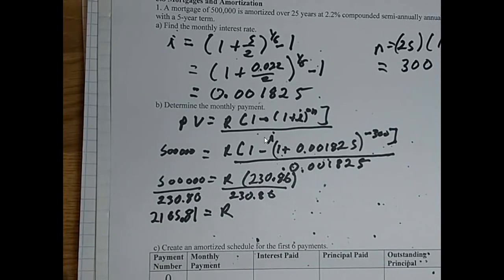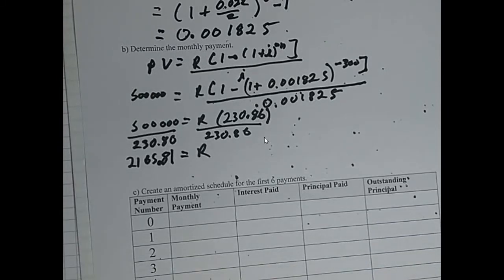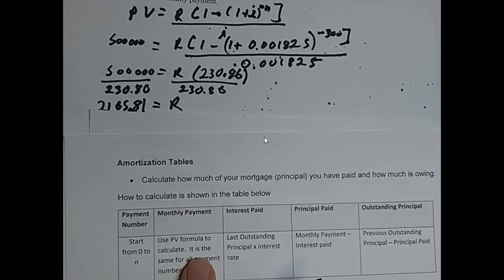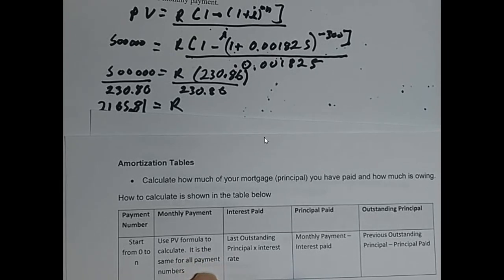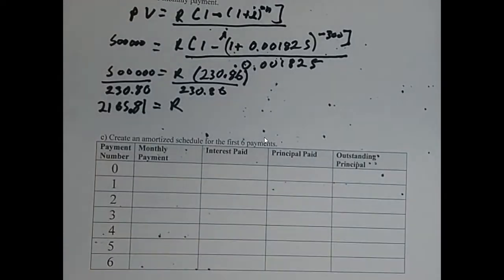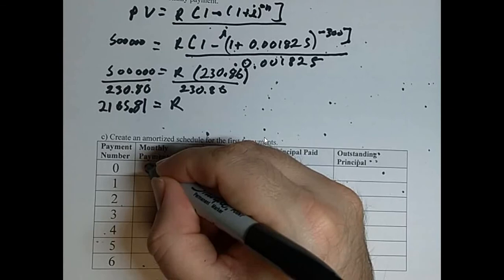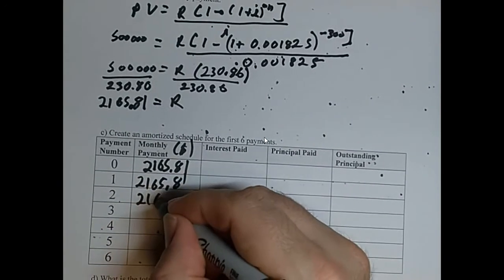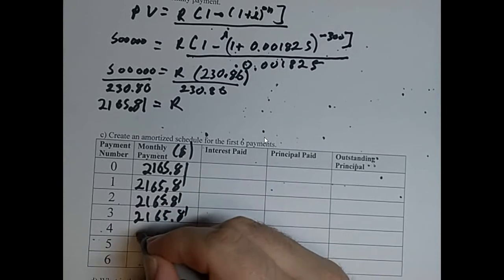Now, if we go back, we're going to fill in the table. The first column is given: the payment numbers 0, 1, 2, 3, 4, 5, 6. Next, we put in the monthly payment. We just use the PV formula, and it is the same for all payment numbers. So every single time our monthly payment is $2165.81, every single time.